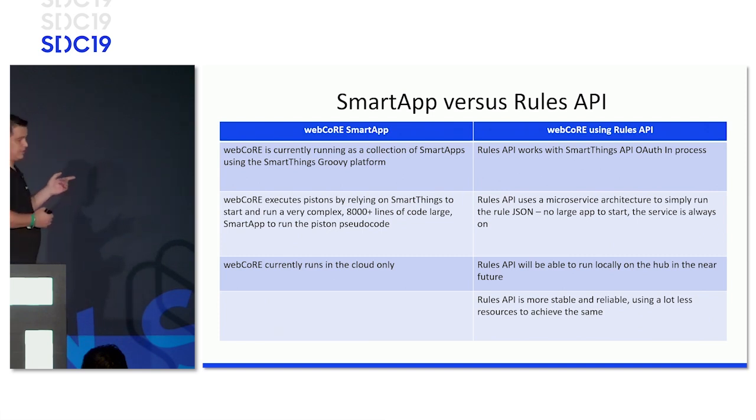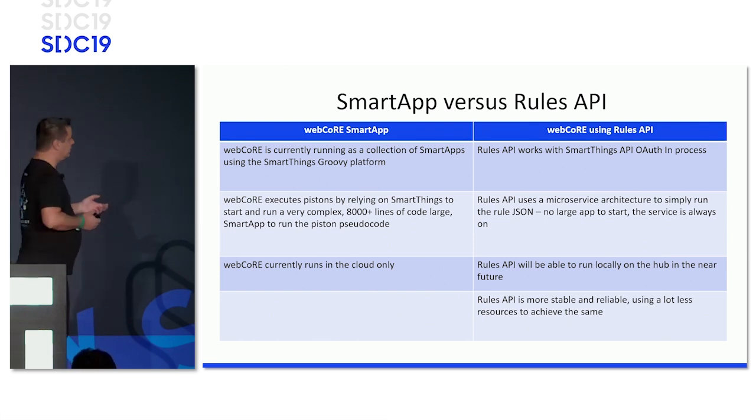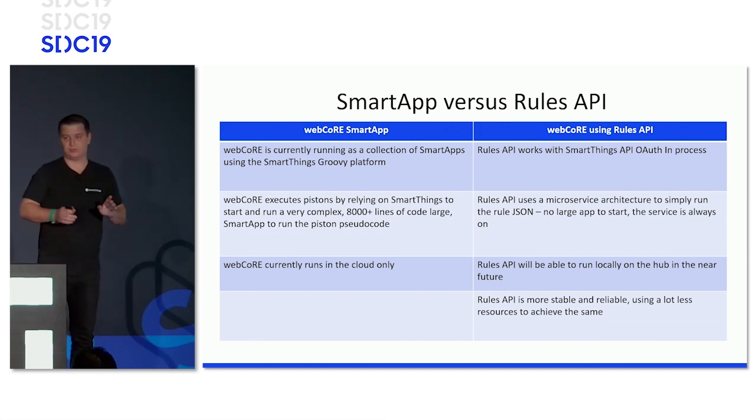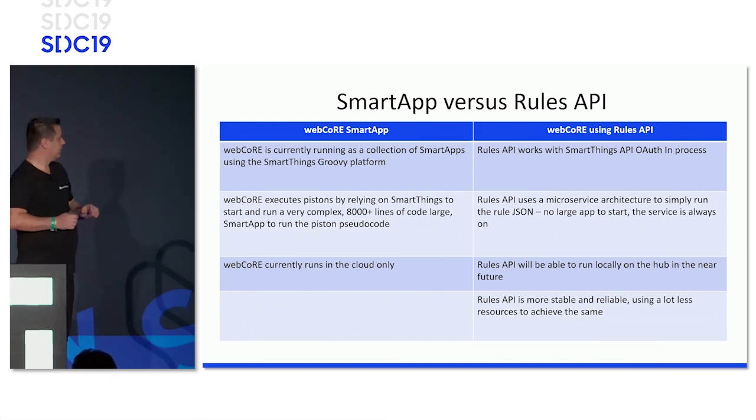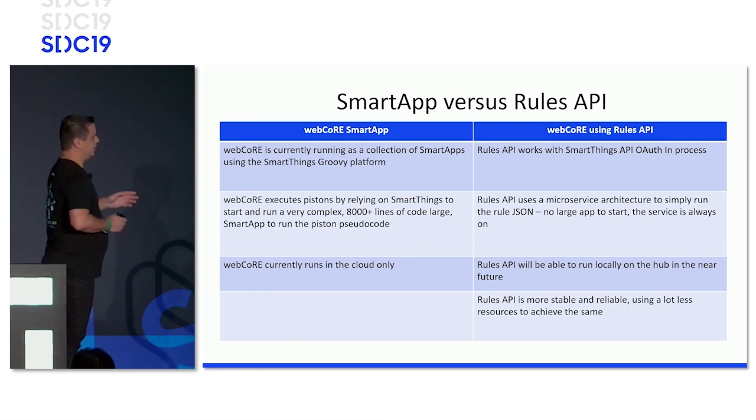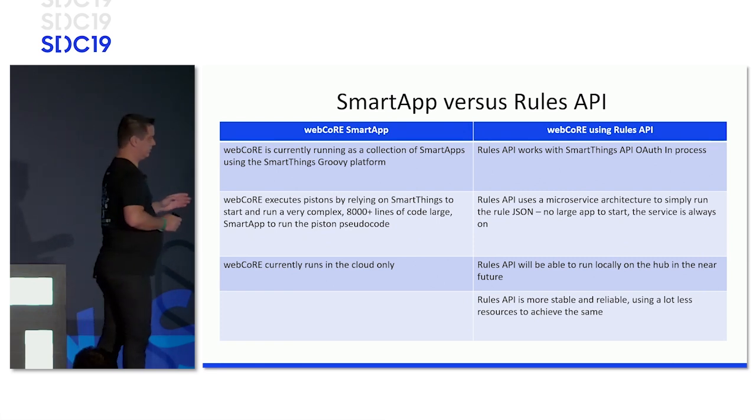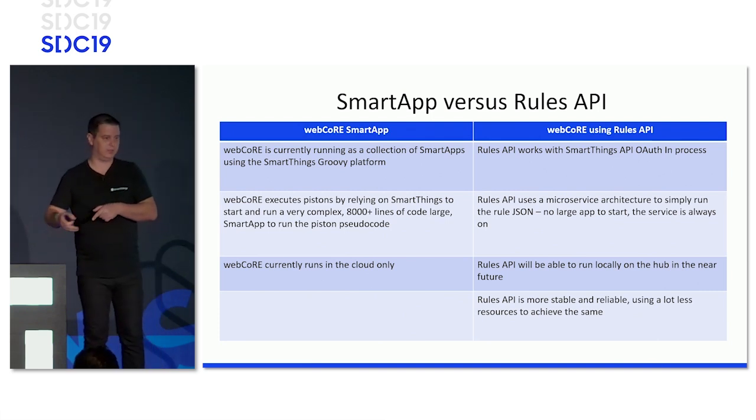So we get much faster execution just by using a different architecture. WebCoRE currently runs in the cloud only. As I said before, Groovy Smart Apps cannot execute on the hub, so we always rely on the cloud. With the Rules API, we've written the code in a language that is very light, very fast, and can run both in the cloud and on the hub. So the hub will be running your code directly. But that's going to happen in the future. We're not there yet, but soon. Also, the Rules API is more stable and reliable and uses a lot fewer resources to achieve the same. And I think you've seen the popcorning. It's much faster.